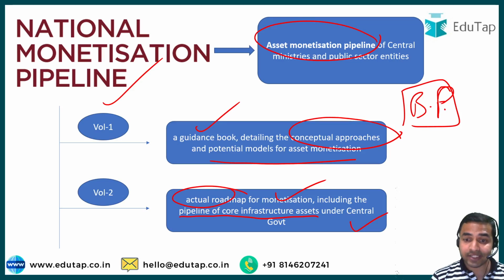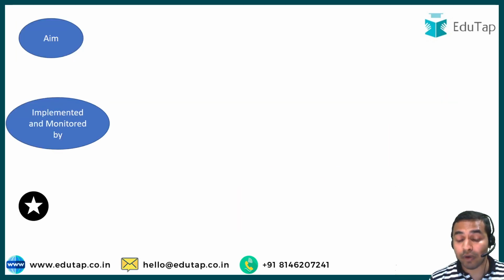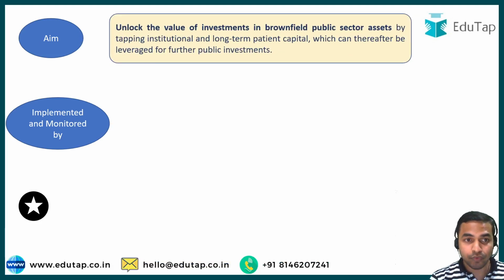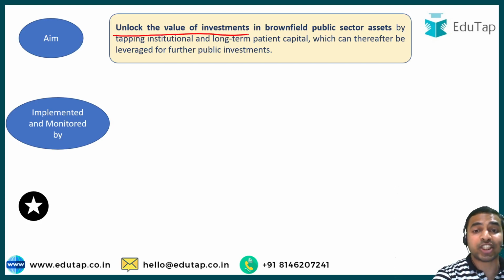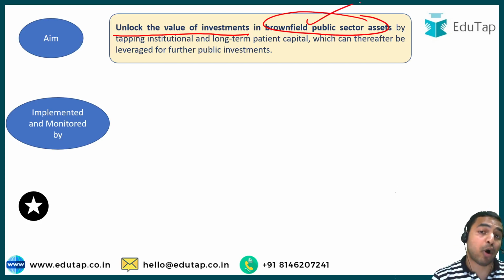Now let's discuss in detail what is the aim of this particular National Monetization Pipeline. This pipeline aims to unlock the value of investments in brownfield public sector assets. Now what are these assets? These are those assets which are already operational and functional. The government is going to give these projects on lease to the private sector enterprises, who are going to maintain them under different public private partnership models, and that's how the Government of India is going to tap institutional and long-term patient capital, which can thereafter be leveraged for further public investments.